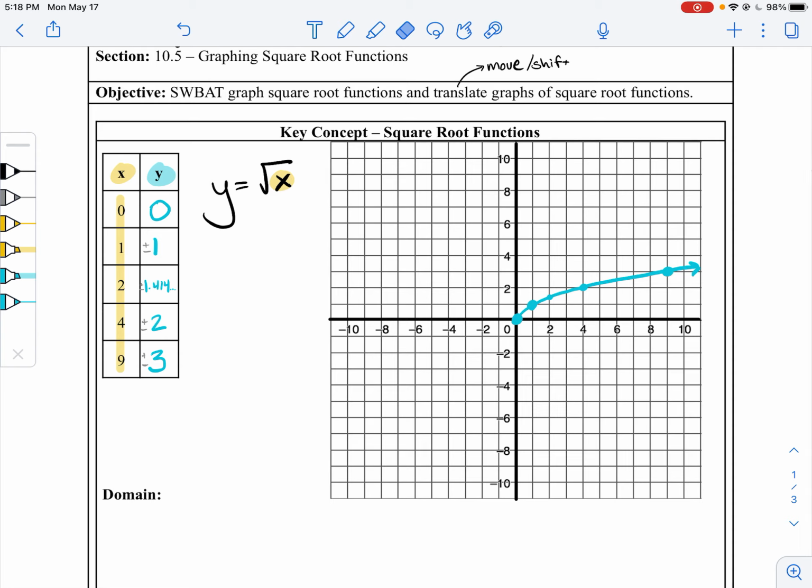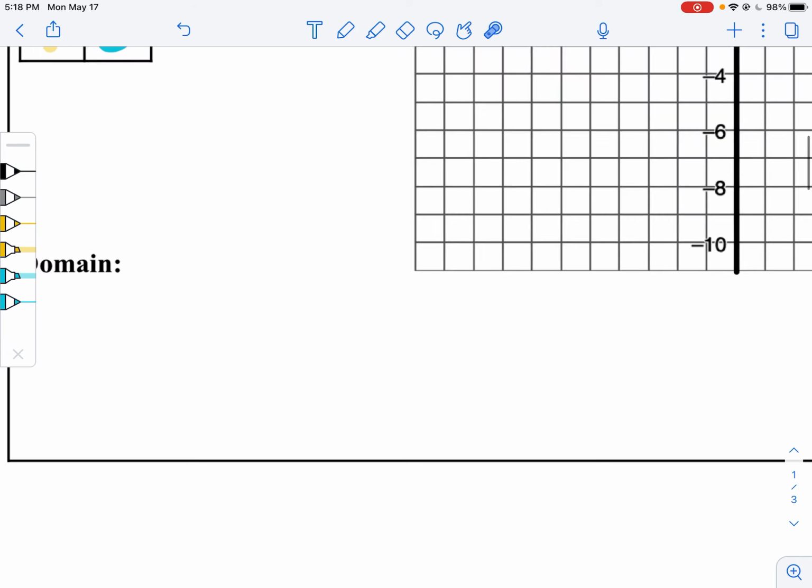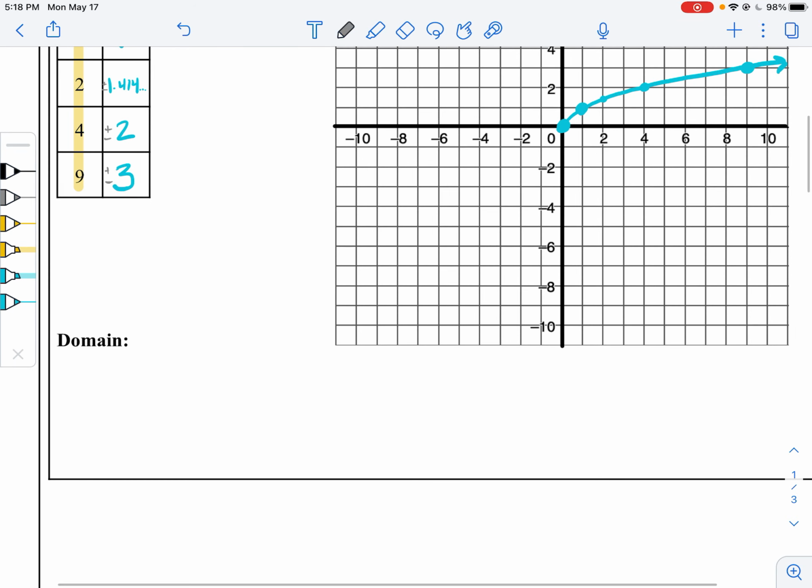Sweet? Sweet. Now, speaking of no negatives, we also cannot plug in any negative x's because you can't take the square root of a negative number. Sure, the square root of 4 is 2. The square root of negative 4, that's not a real thing. Square root of 0, that's fine. Square root of 0 is 0.